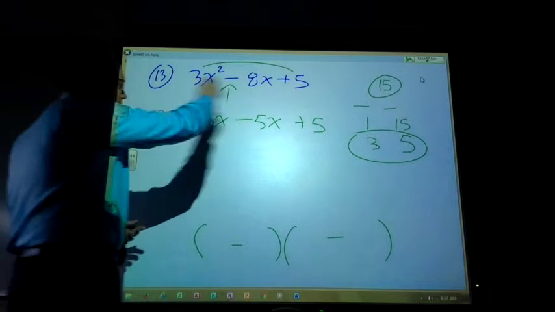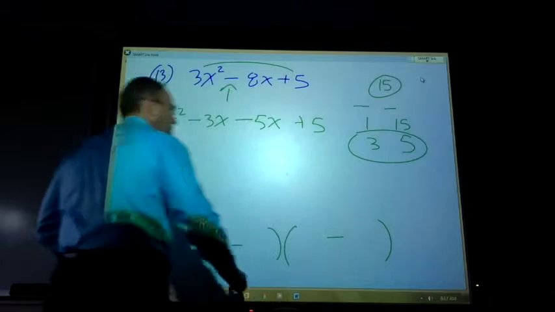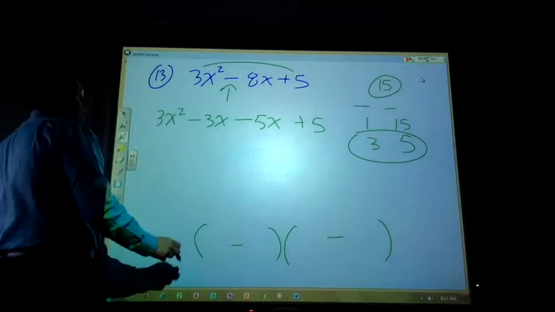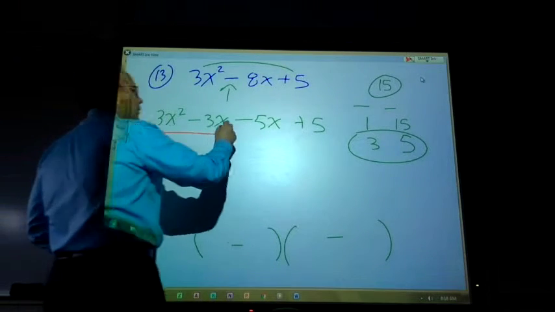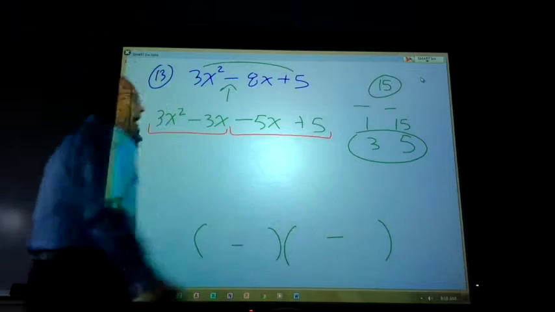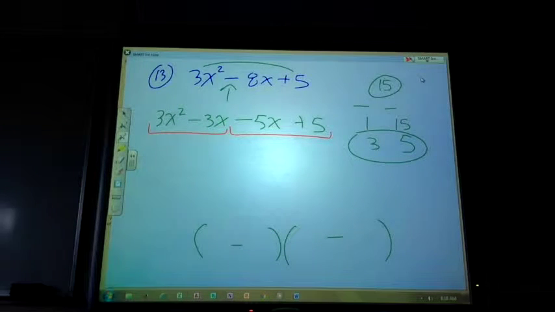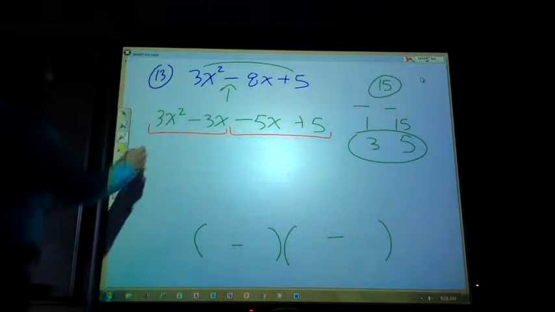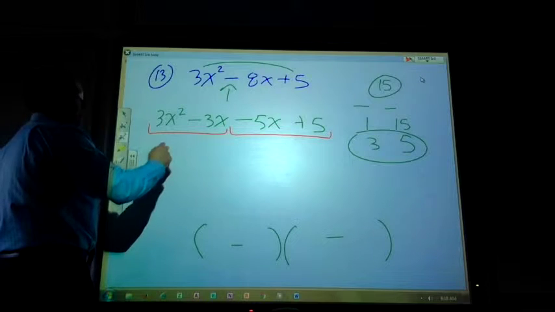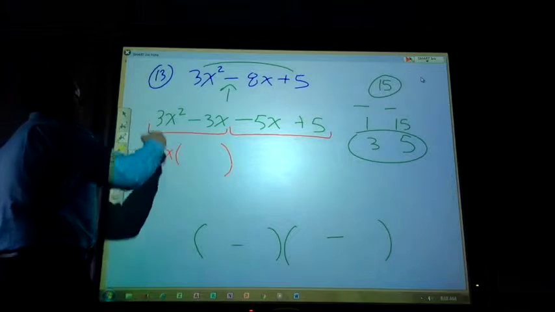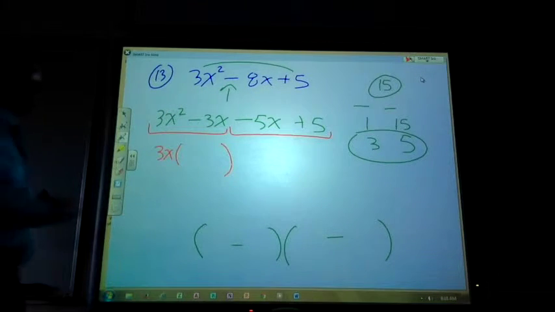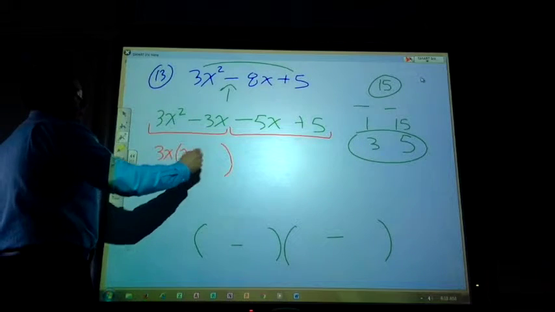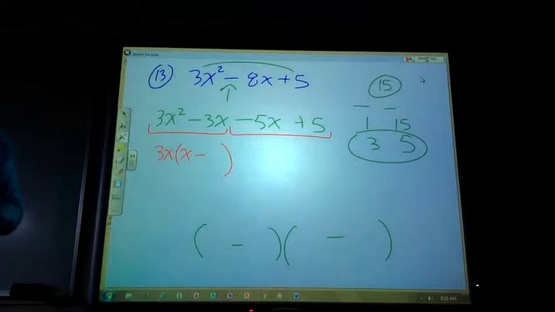So I went from 3 terms to how many terms now? How many terms do I have listed? 4. I'm going to break the 4 terms into 2 equal parts. Okay? Of my first 2 terms, 3x squared minus 3x, what do I have in common between the two? 3 and an x. If I factor 3x out of 3x squared, what do I have left? X. The minus comes here. If I factor 3x out of 3x, what has to be left as a placeholder? 1.